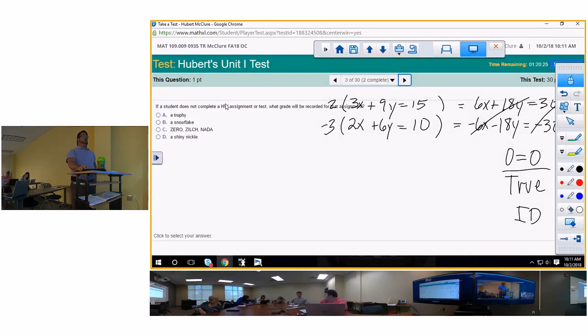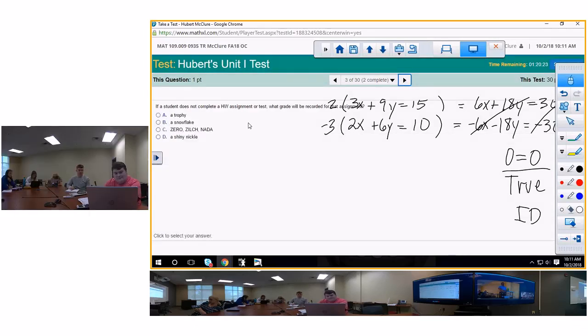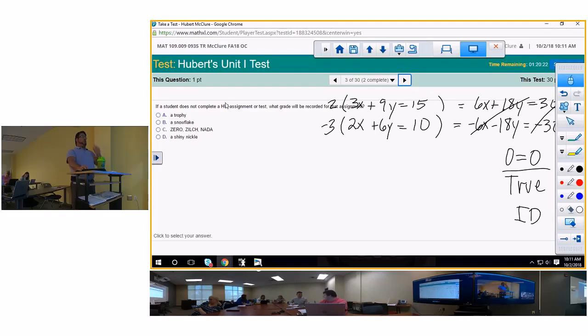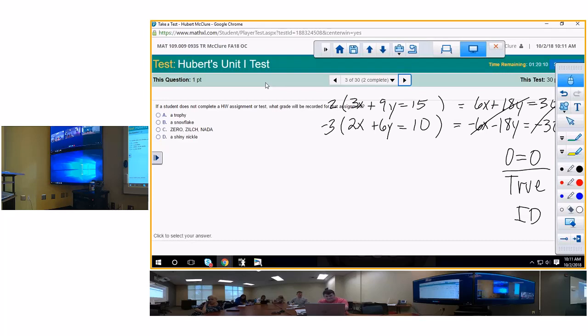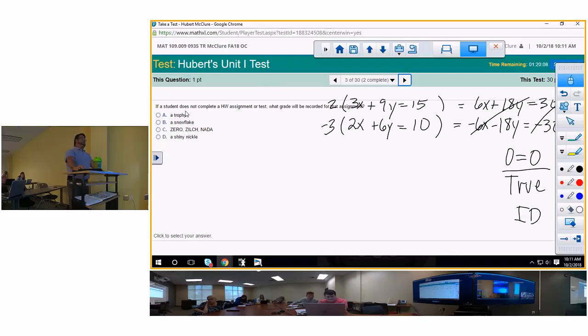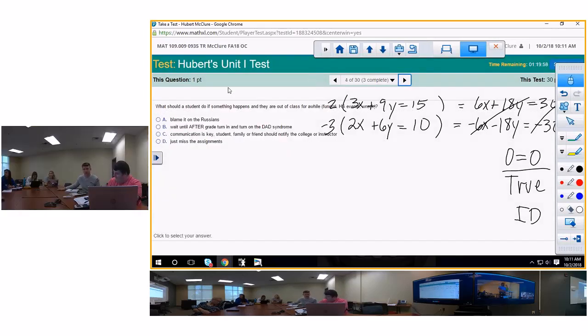What's the answer to that one? If a student does not complete a homework assignment, this comes from the student, there's 3 or 4 questions that come from the student that said, oh, I didn't know that I got a 0 on an incomplete homework assignment. Whatever. If a student does not complete a homework assignment, what grade will be recorded for that assignment? 0, zilch, nada. Sounds like that commercial. What's that? I don't know.